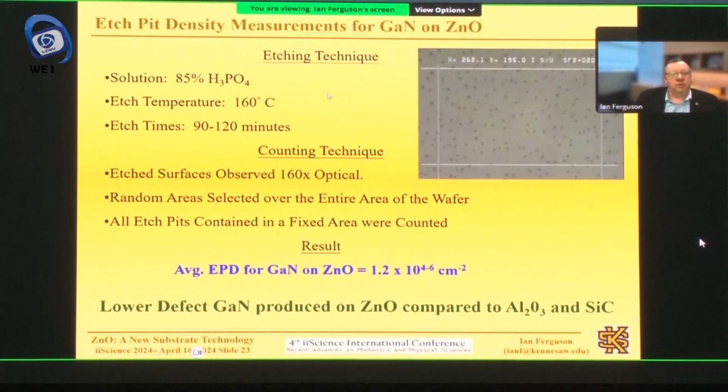What we also did was we measured etch pit densities on the zinc oxide. It just told us how many defects we had in the layer, and we were seeing defect densities which replicated what we were seeing in the substrate, about 10 to the 4. This is 4 to 6 orders of magnitude lower than gallium nitride being grown on other layers.